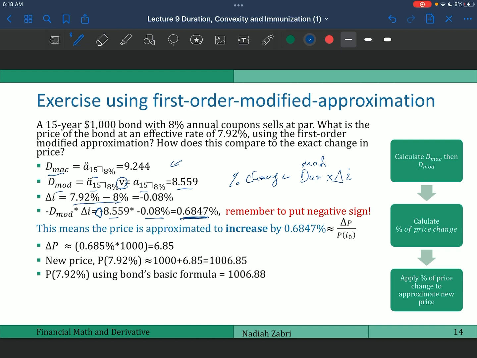After we do this, this is what we got. The percentage change is 0.6847%. It means that the price is approximated to increase by this percentage. If we want to get the approximated change of price, it will be that percentage times the original price. You get 6.85. So the new price is the original price 1,000 plus 6.85. The new price is approximated to be 1006.85. If you compute the bond price using 7.92% with the basic bond formula, you actually will get 1006.88. So there is a 3 cents gap, where our approximation is lower. It makes sense, right? Because the tangent line is lower than the curve.